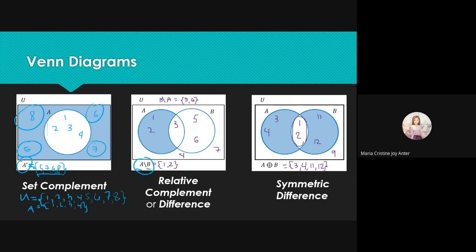Set A contains 1, 2 and 3. Set B has elements 3, 5 and 6.